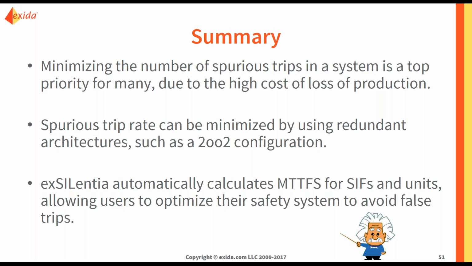And so we know now that the spurious trip rate can be minimized by using redundant architectures such as the 2 out of 2 and 2 out of 3 configurations. But exSILentia will automatically calculate the MTTFS for SIFs and units, allowing users to optimize their safety system to avoid false trips. Again, it's so easy to select something different as far as equipment goes, as far as your SIF architecture goes, and see how that affects your MTTFS. You definitely want to maximize that number to minimize the spurious trips in your system and have a smooth running plant.